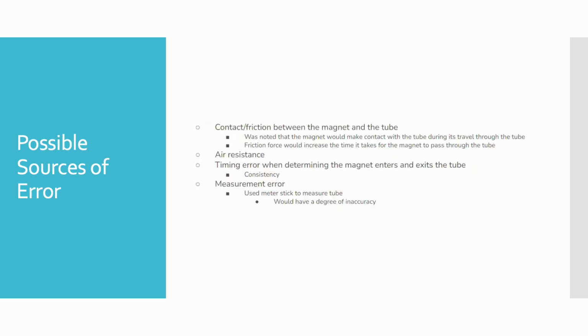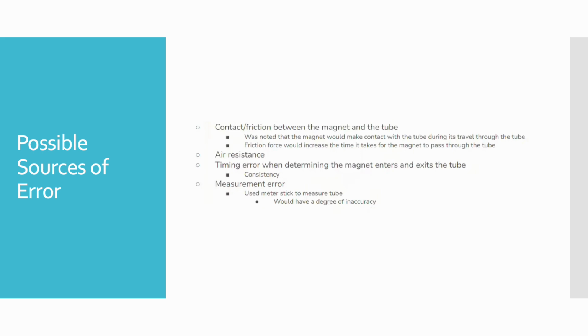For possible sources of error, there is contact and/or friction between the magnet and the tube. The magnet will make contact with the tube while it's traveling through, and this will cause a friction force within the tube. Also, air resistance within the tube. Timing error, taking the video and actually sorting out when it started and when it came out of the tube. And also measurement error. We used a meter stick to measure the tube, and this could be off because it's not as accurate.